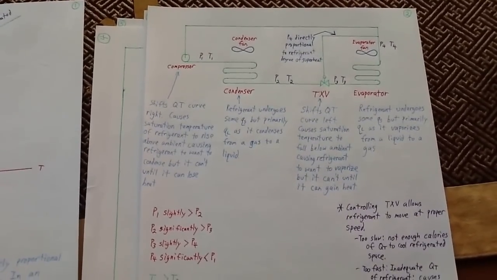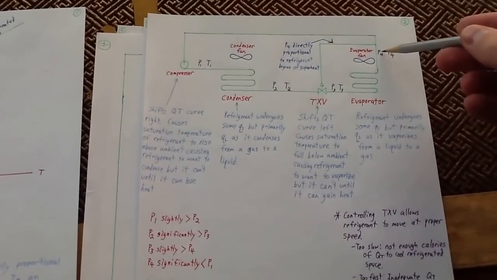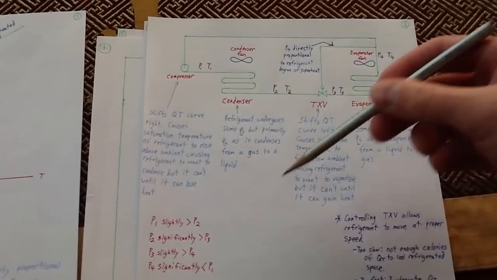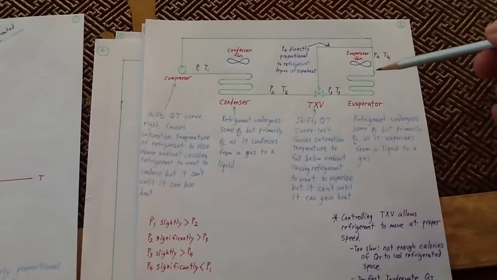Okay? And after it continues on, you've got pressure 4 after the evaporator and pressure 3, which is before the evaporator. It loses a considerable amount of pressure as it goes through this evaporation.